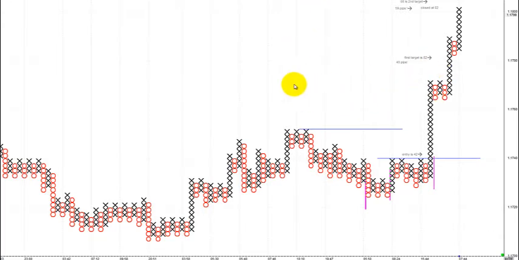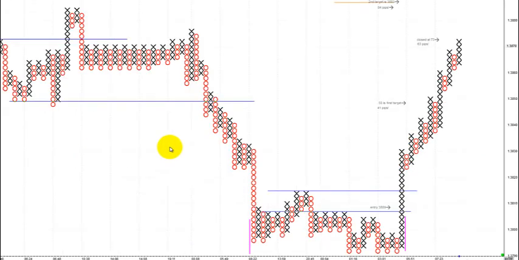Let me walk you through the setup on the pound dollar. So this is my pound dollar trade, and you can see what I was talking about earlier: the structure is a lot more, it's just more structured as far as this consolidation phase down here at the lows.